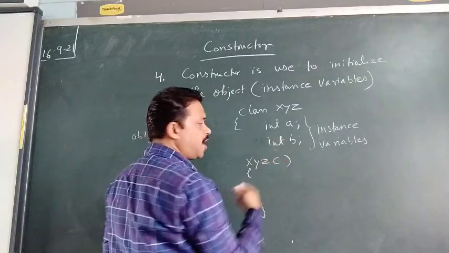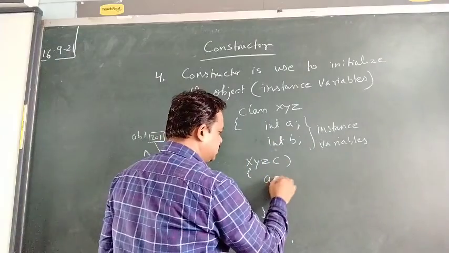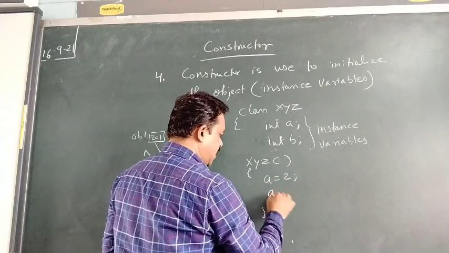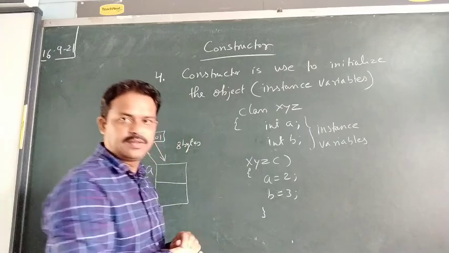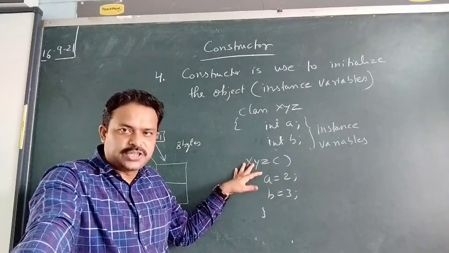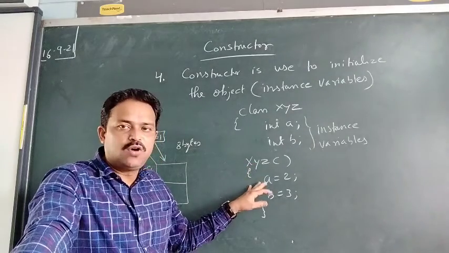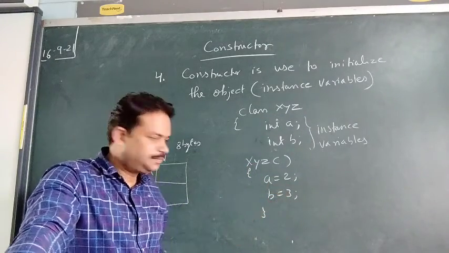So suppose I want to initialize variable A with some value, suppose A is equal to 2, B is equal to 3, semicolon. This is my constructor. In the constructor I have taken the value of A as 2, and the value of B as 3. Is it clear now?